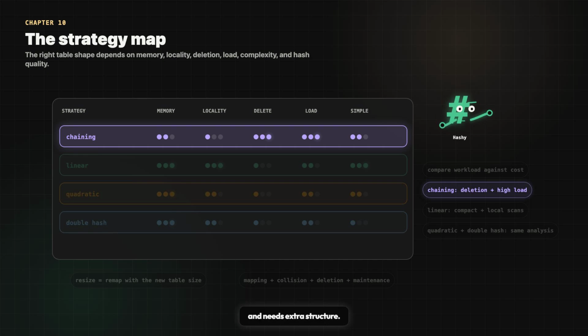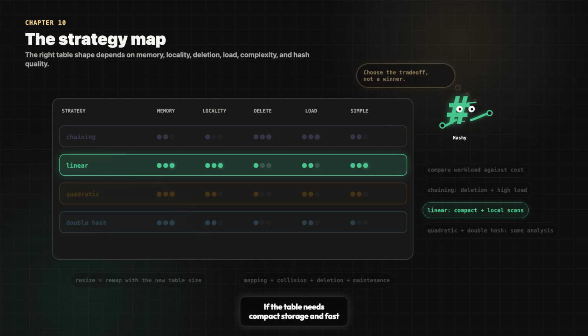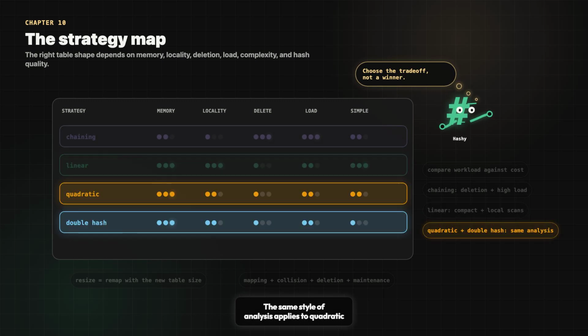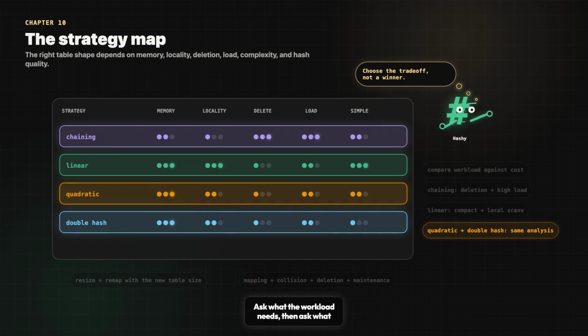needs extra structure. If the table needs compact storage and fast scans through nearby memory, linear probing starts to look attractive. It can be very quick when the load is controlled, but deletion is delicate and primary clusters can make walks longer. The same style of analysis applies to quadratic probing and double hashing. Ask what the workload needs, then ask what the strategy gives up.